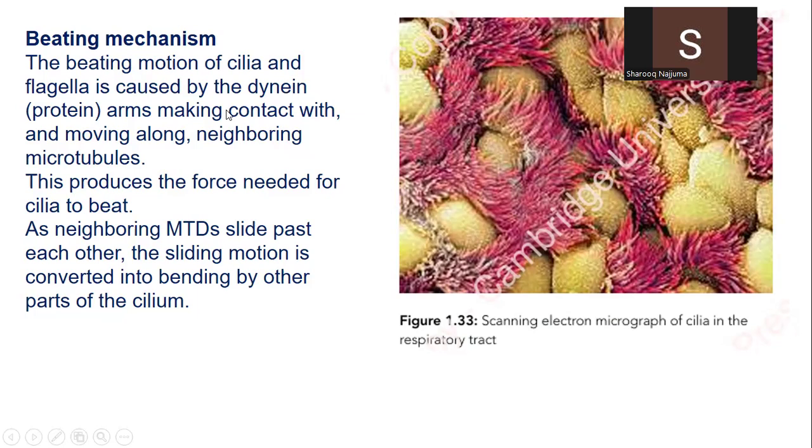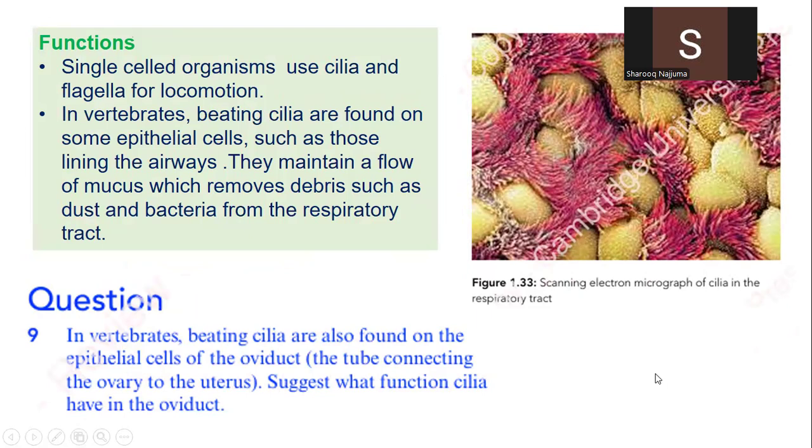So usually for the cilia to beat, movement is caused by those arms. We saw that the arms make contact with the neighboring microtubules and they start moving along those neighboring microtubules. So that movement produces a force that makes cilia beat and bend as they sweep. An example, as they sweep mucus away from your respiratory tract, or another region where cilia are found.